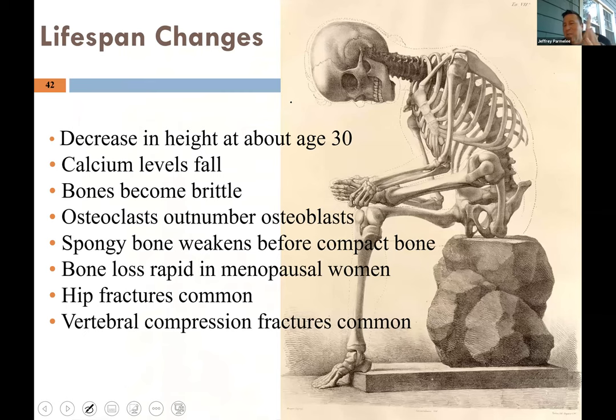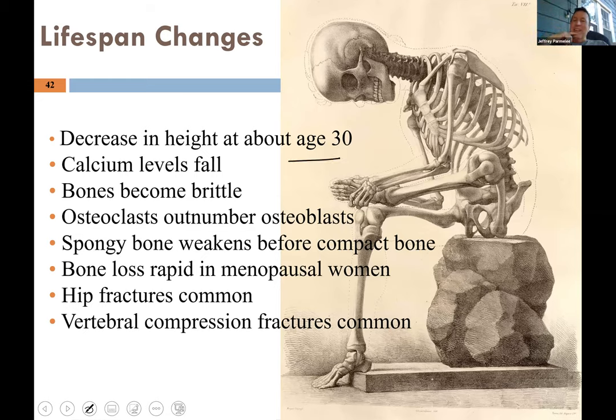All right, so a couple little fun things. Lifespan changes the skeletal system. A lot of this has to do with osteoporosis. With age, the scales are tipped toward the osteoclasts, and you tend to break down bone faster than you build bone, especially spongy bone. So the vertebrae will start compressing. Talk about a vertebral fracture. Sometimes they don't do anything about it. It's just this compression. And so with that, you get shorter height after age 30.